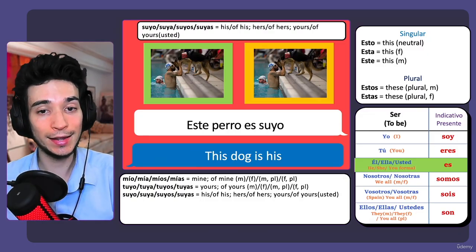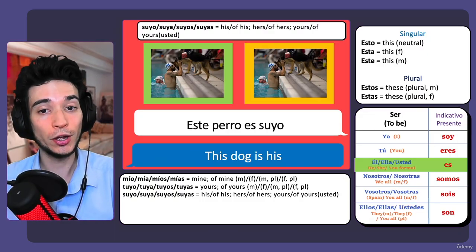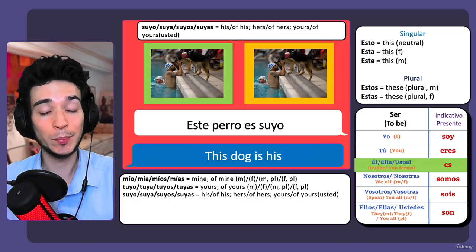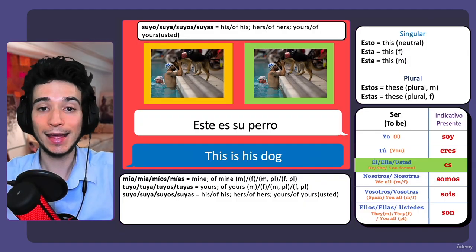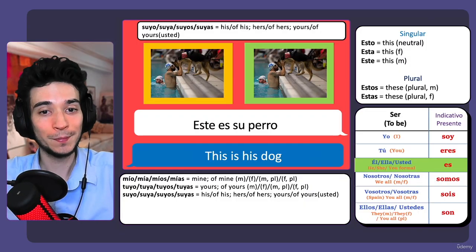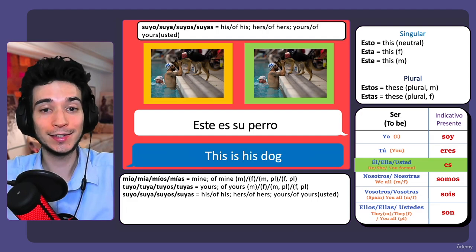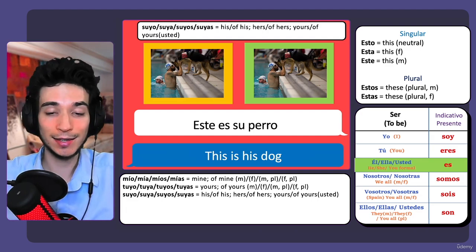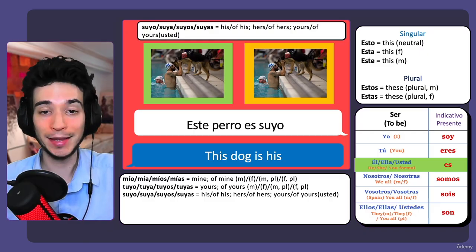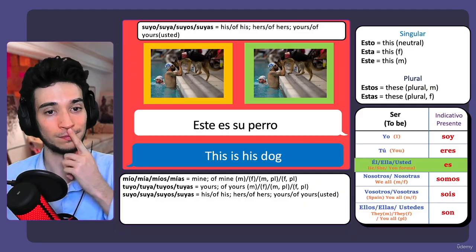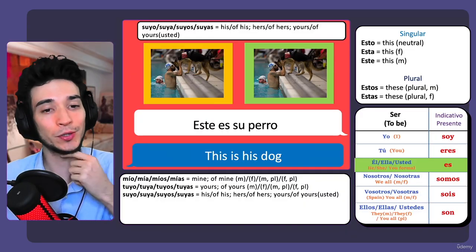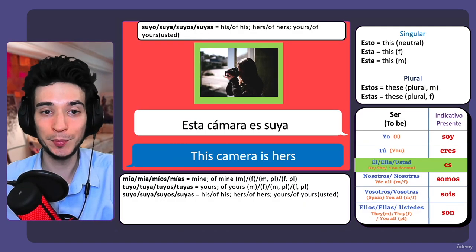Este perro es suyo. This dog is his. And in the next example, you can also say, from the previous lesson, este es tu perro. Este es su perro. This is his dog. Or este perro es suyo. This dog is his. This is his dog. So this is simple. Same words, different words, same meaning.